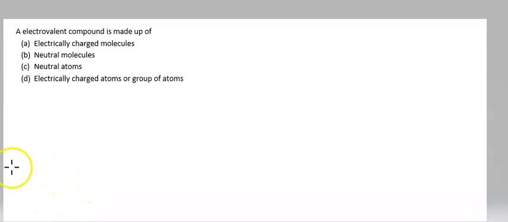So this is our first question. Our question is: an electrovalent compound is made up of, right? So electrovalent compounds are generally made up of electrically charged particles, the atoms or groups of atoms, right? So option D will be right for this question.